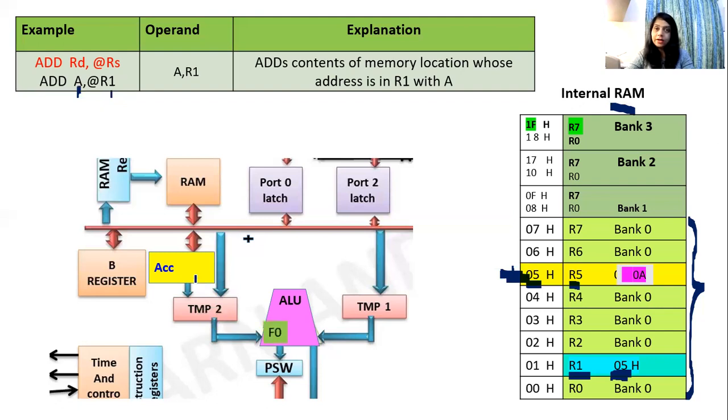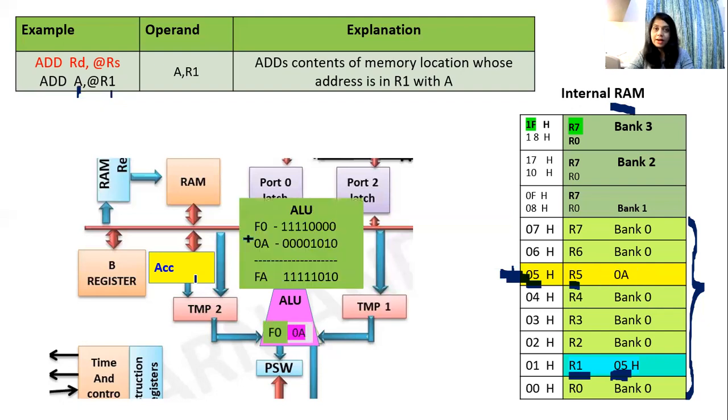These contents will enter into the arithmetic and logical unit. Then the contents of R5 too. Then it will do a simple addition. When we add F0 and 0A, the result is FA, binary addition. You should know how to add binary numbers. The result is FA and the result will enter into the accumulator. So after execution of the instruction, the accumulator will hold FA and the flags will change accordingly.